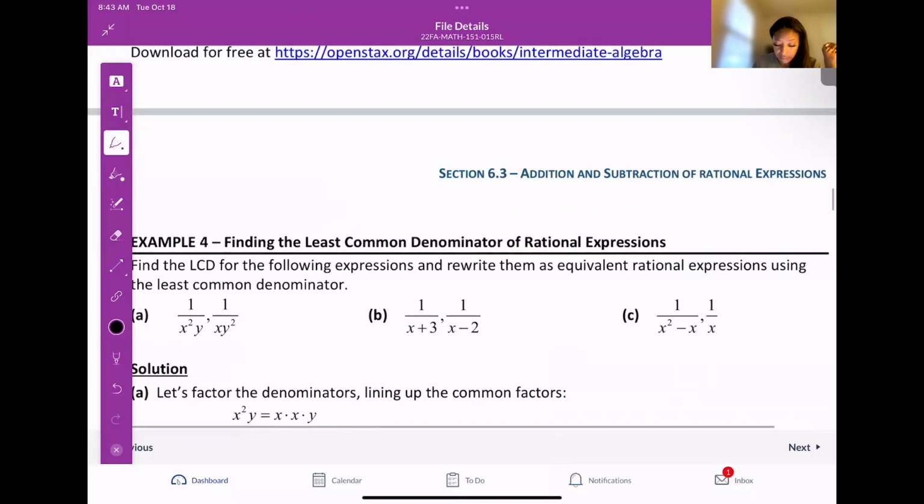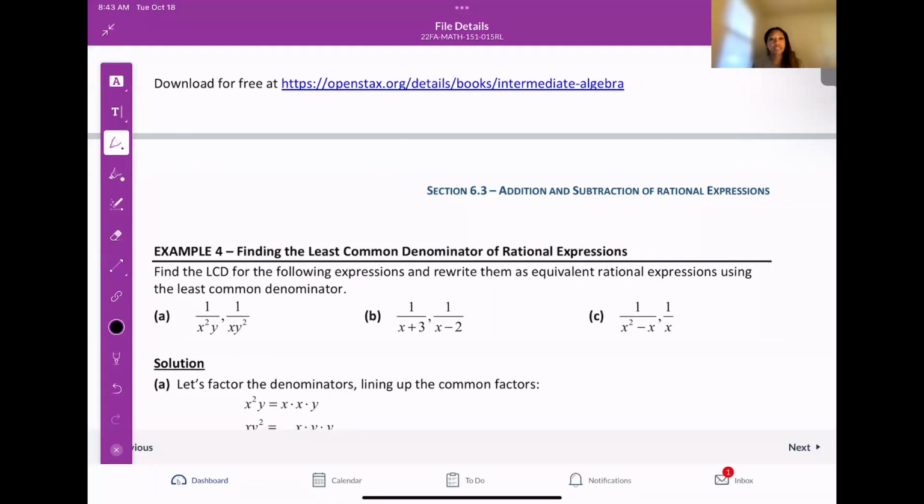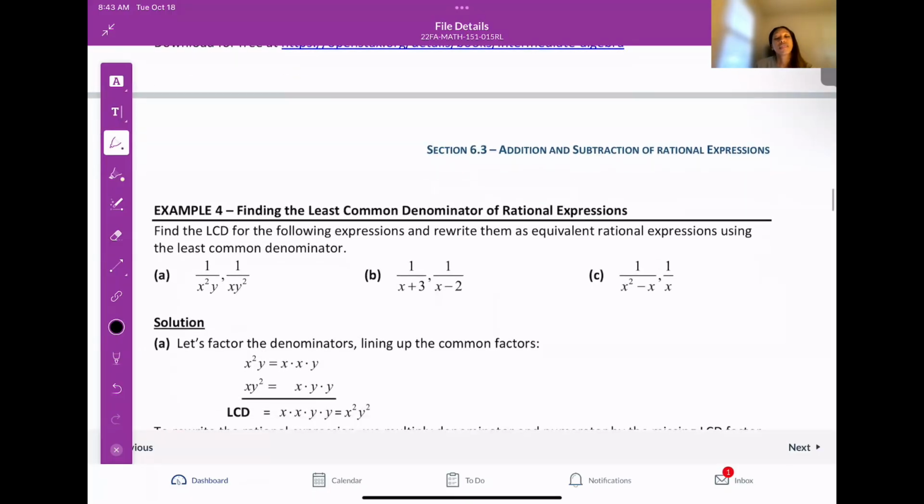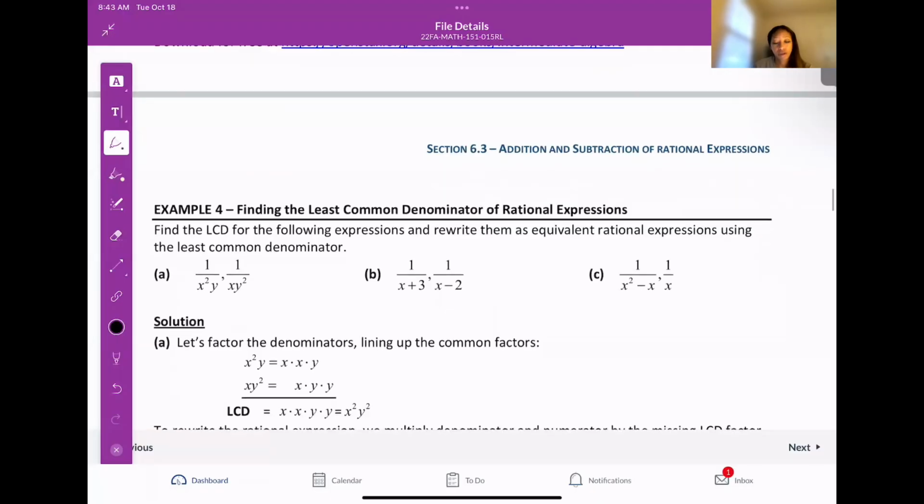All right, we'll do some examples where we play around with this. Let's look at example 4 that's done for us in the book, and then we'll jump into some practice problems.